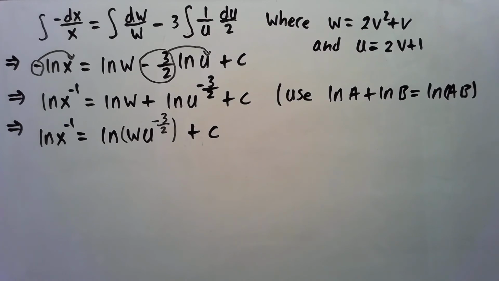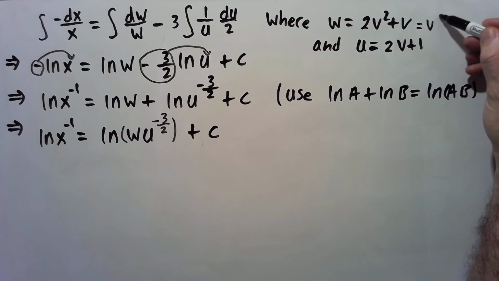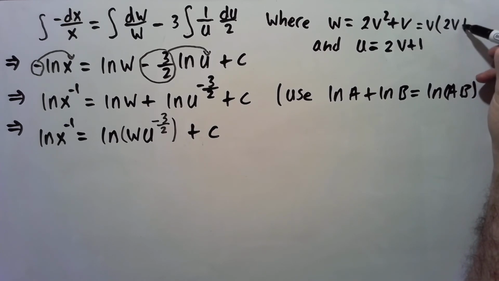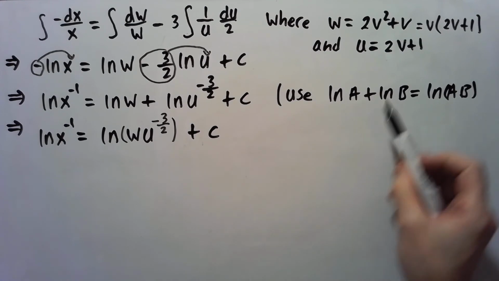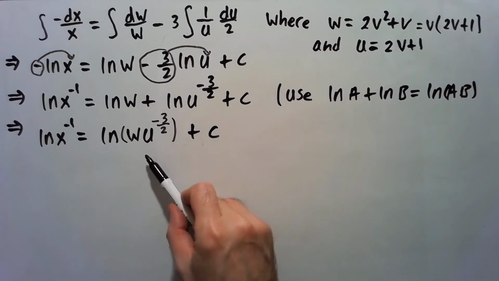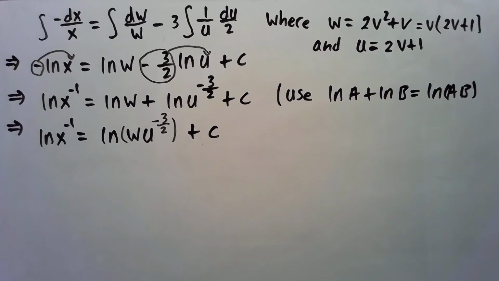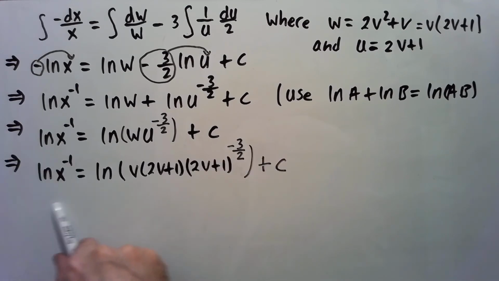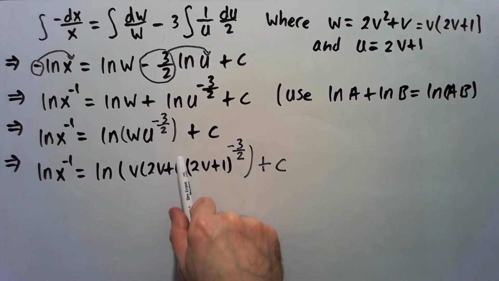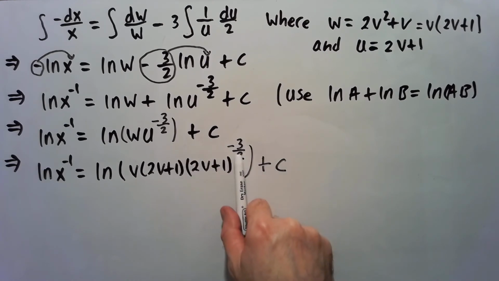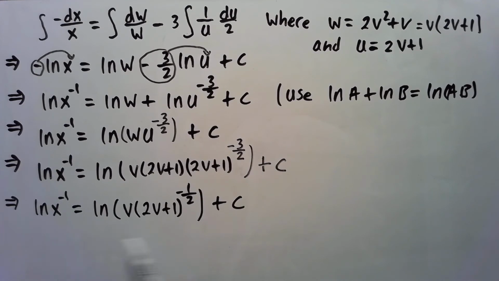And notice here the w up here, I can factor a v out, so it becomes 2v plus 1 there. Now I'll substitute for w and u. So making those substitutions we get this then. And then I can add the exponents here. There's like a 1 in that, so it'll be 1 minus negative 3/2. So rewriting, because we have 1 minus 3/2, it'll be negative 1/2 here.